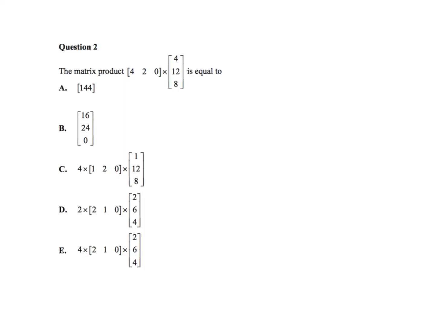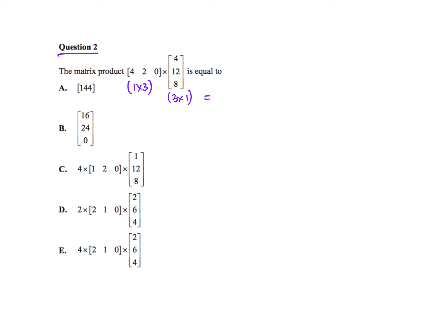Okay, so the matrix product, this matrix by this matrix, is equal to... this is easy, it is question 2, but I'm just going to show you, let's do it manually to practice. So we've got a 1 by 3 and a 3 by 1.